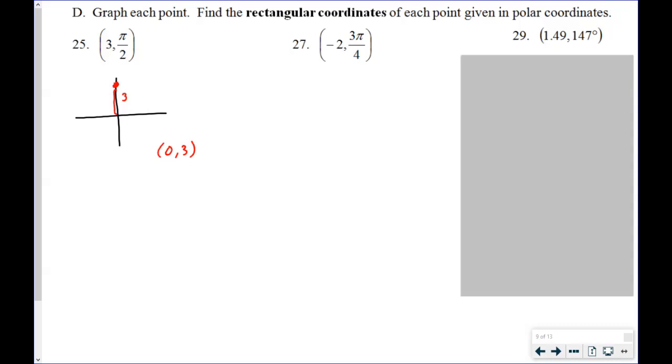We could also say the x value is equal to r times the cosine of theta. Y is equal to r times the sine of theta. Well, the cosine of pi over 2 is 0, so that's where we get 0 for the x value. And then the sine of pi over 2 is 1. If we multiply that by 3, that's where we get the 3. All right, so our ordered pair is 0, 3 in rectangular coordinates.